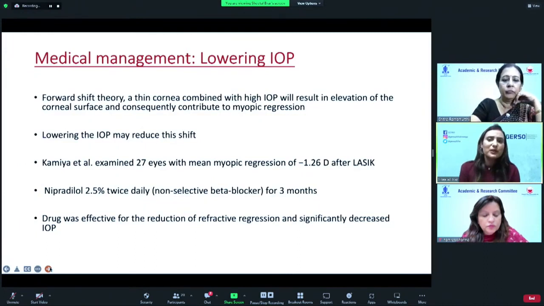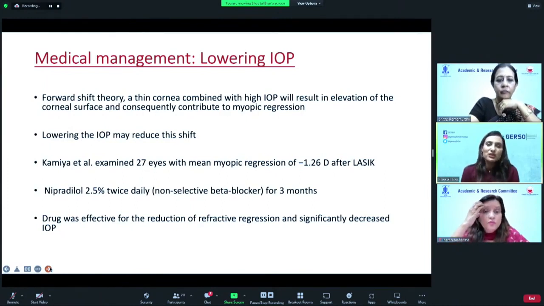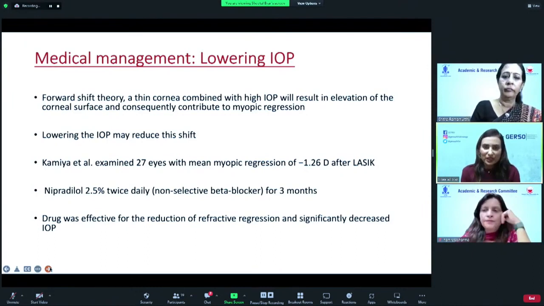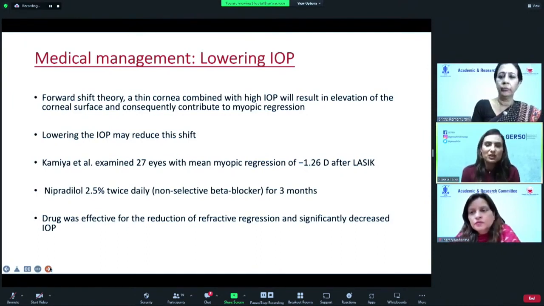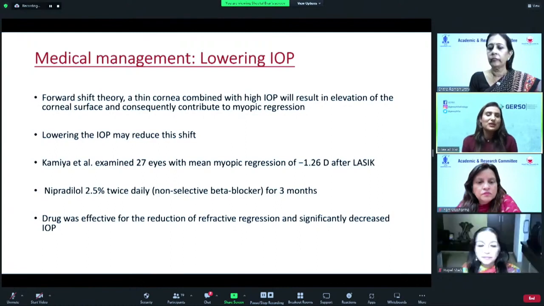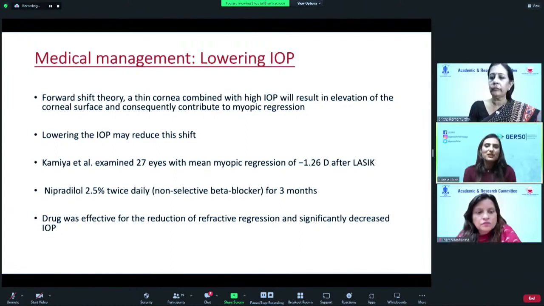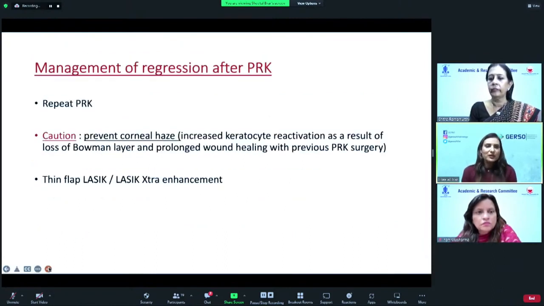A medical management of regression has been described, and they say there is a forward shift theory wherein the cornea becomes thin after refractive surgery and weak, and combined with high IOP, it can result in elevation of the anterior as well as the posterior surfaces, which can contribute to myopic regression. Hence, if you lower the IOP, this may reduce the shift. This is basically the rationale behind it. People have tried mipradilol 2.5% twice daily and timolol also, and they have seen good results. However, we don't really have personal experience with this type of management.